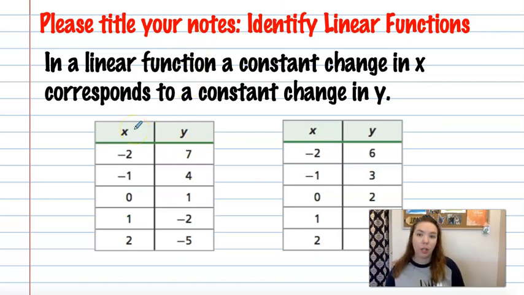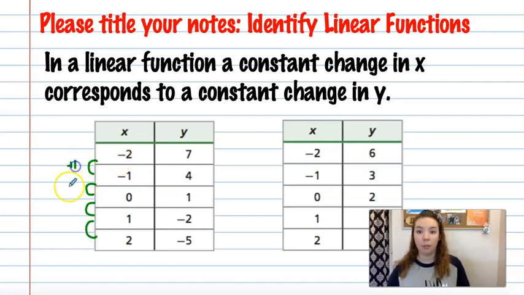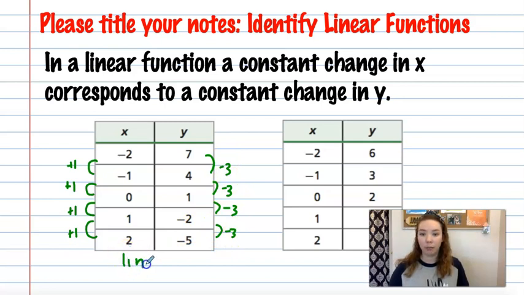So in a linear function, a constant change in x corresponds to a constant change in y. So I'm going to show you what I mean by that. So we have to figure out what is the pattern, what's happening to our x's, and is it the same? So here, plus 1, plus 1, plus 1, plus 1, those are all the same. Here I'm doing minus 3, minus 3, minus 3, minus 3, and all of these are the same. So this is linear, because my x pattern is the same and my y pattern is the same.